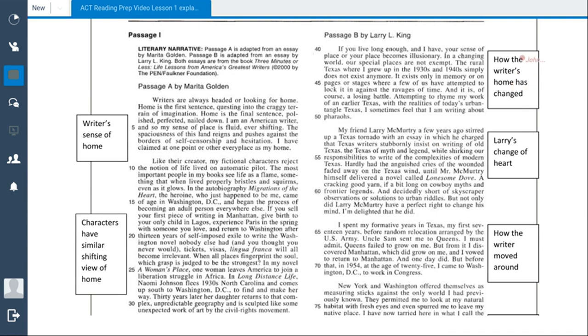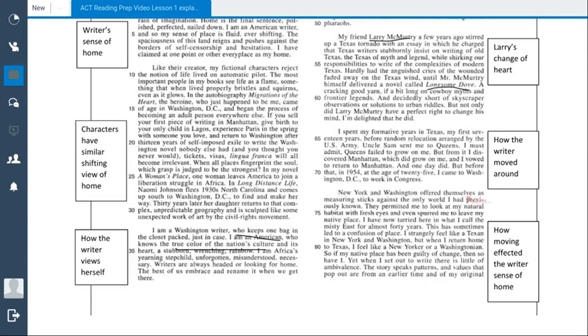The first paragraph talks about how the writer's home has changed. The second paragraph talks about Larry and how he had a change of heart because he originally didn't want to write a romantic novel about old Texas, but he ended up writing Lonesome Dove.